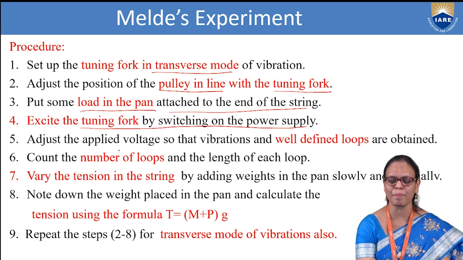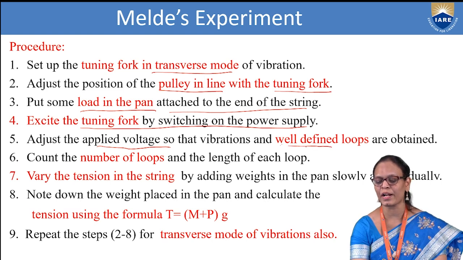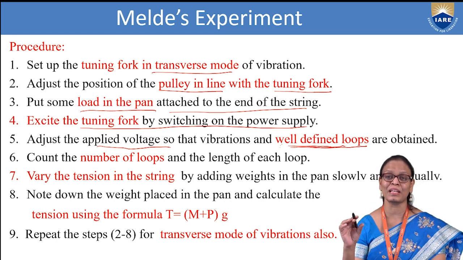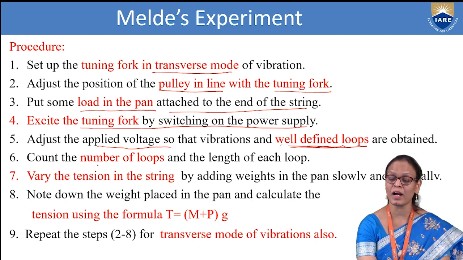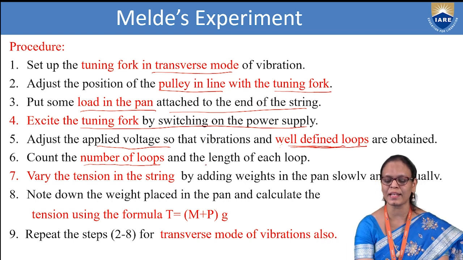Then adjust the applied voltage. We have to adjust the voltage because we need well-defined loops. In stationary waves, we need well-defined loops, means the nodes and the antinodes are to be clearly well-defined. Then we count the number of loops for a given weight. What is the number of loops we are getting and what is the length?